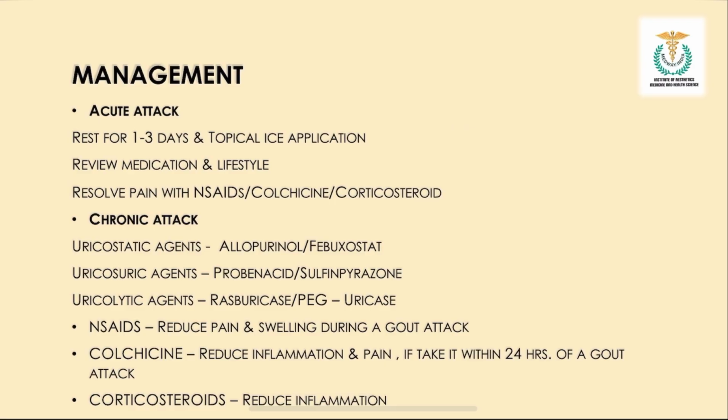In the chronic attack, you can advise uricostatic agents, that is allopurinol and febuxostat, uricosuric agents like probenecid and sulfinpyrazone, and uricolytic agents like rasburicase and PEG uricase. You can also advise NSAIDs to reduce pain and swelling during the gout attack, colchicine to reduce inflammation and pain if taken within 24 hours of a gout attack, and corticosteroids to reduce inflammation. So these are the things you can do to manage the acute and chronic attacks of gout.